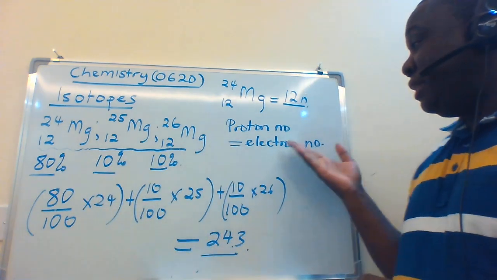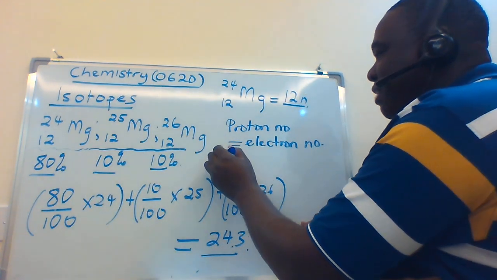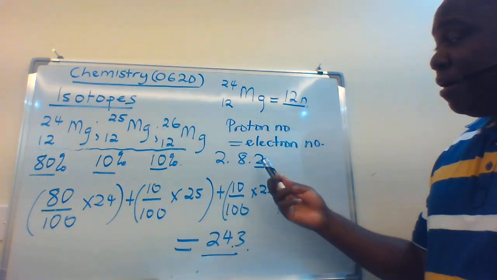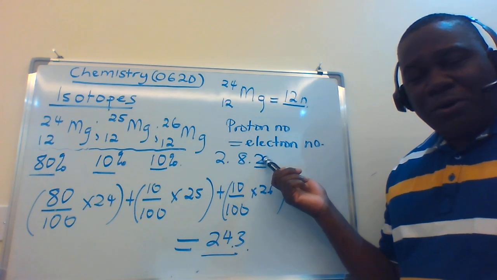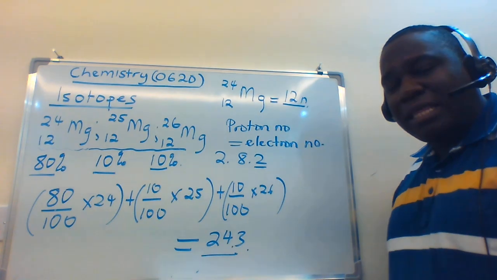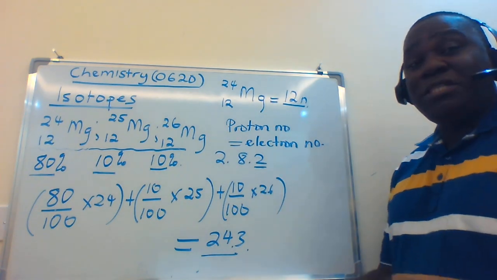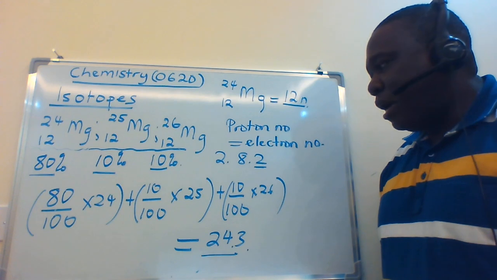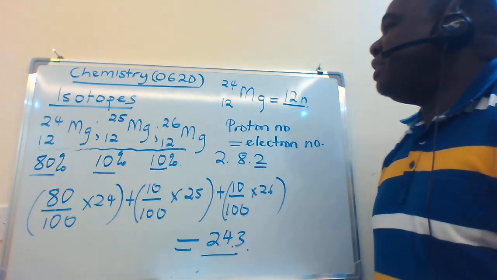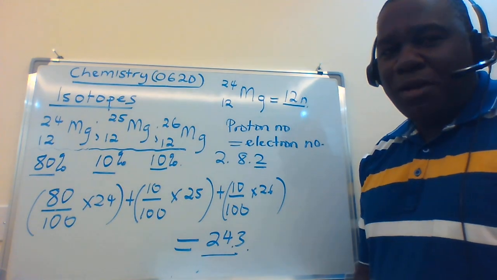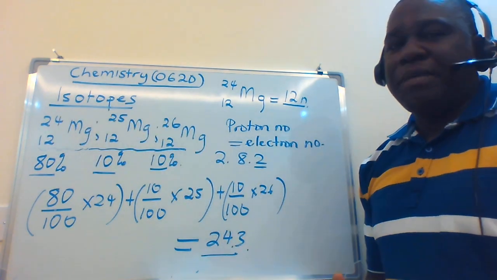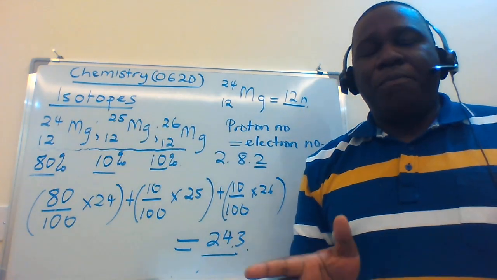And if you were to look at the electronic configuration of magnesium, if you can recall, it's 2, 8, 2. Okay? Meaning to say magnesium is in group 2, because the number of electrons in the valence shell, the last shell, is equivalent to the group number of the element in most cases. So these three isotopes of magnesium will all be in group 2. But because they have different mass numbers, they are going to exhibit certain properties which are different.